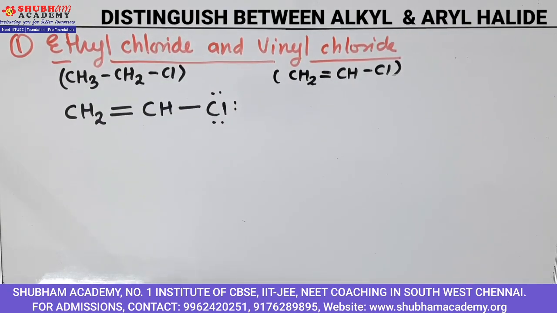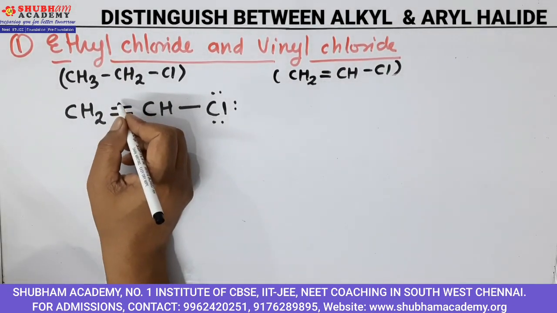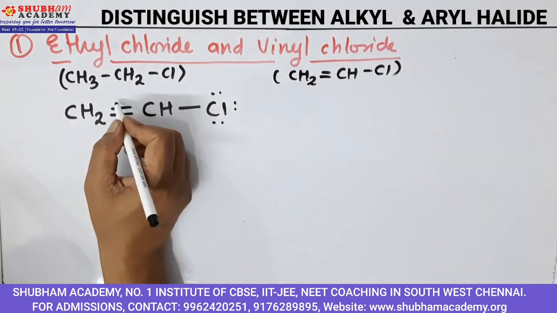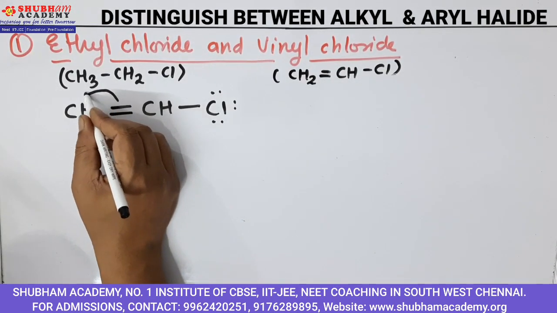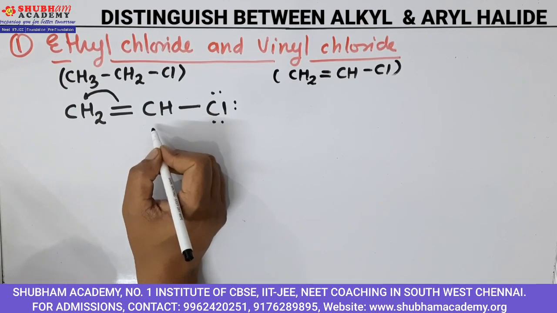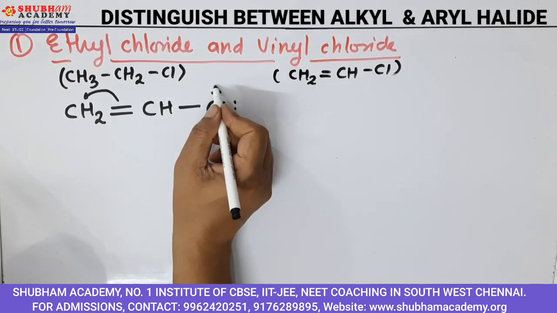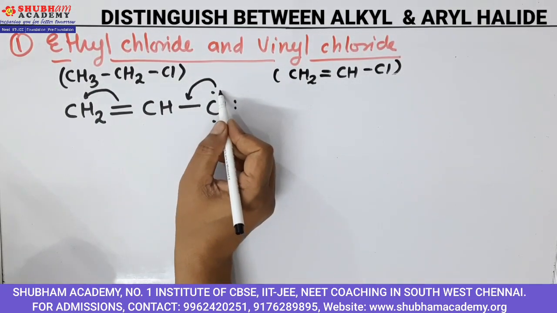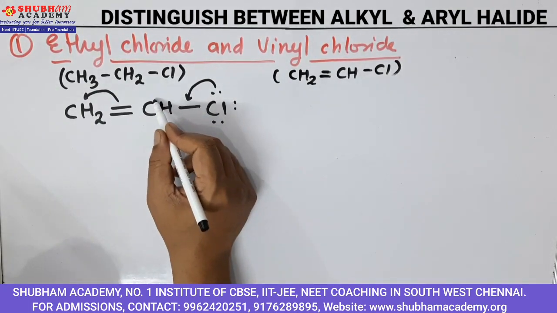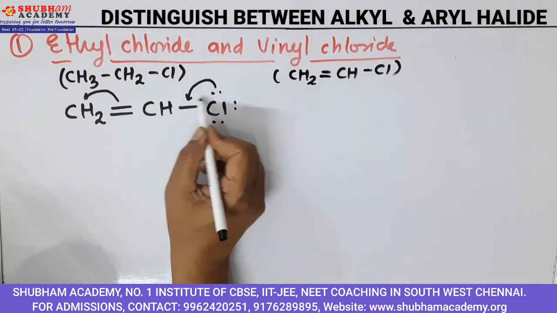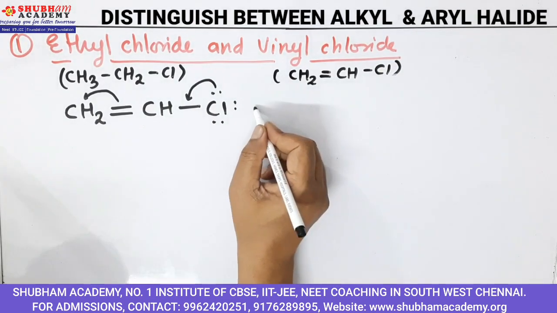So in vinyl chloride, you can see here there is a resonance, right. This bond will move in this direction, right. This carbon will get a positive charge. Once carbon gets a positive charge, its electronegativity increases. So this will come here, right. That means one electron from this chlorine will come to this carbon, and then the electron which has come here and this electron will make a double bond.